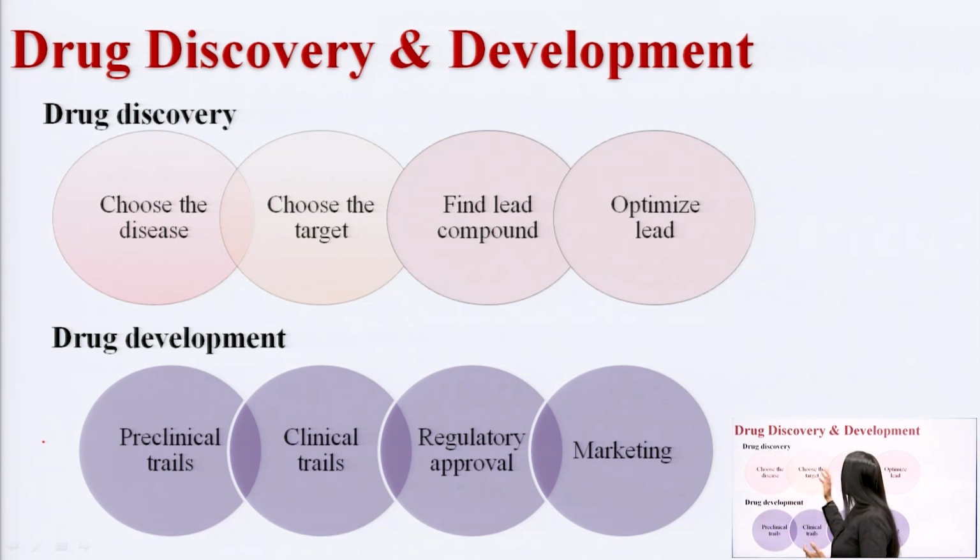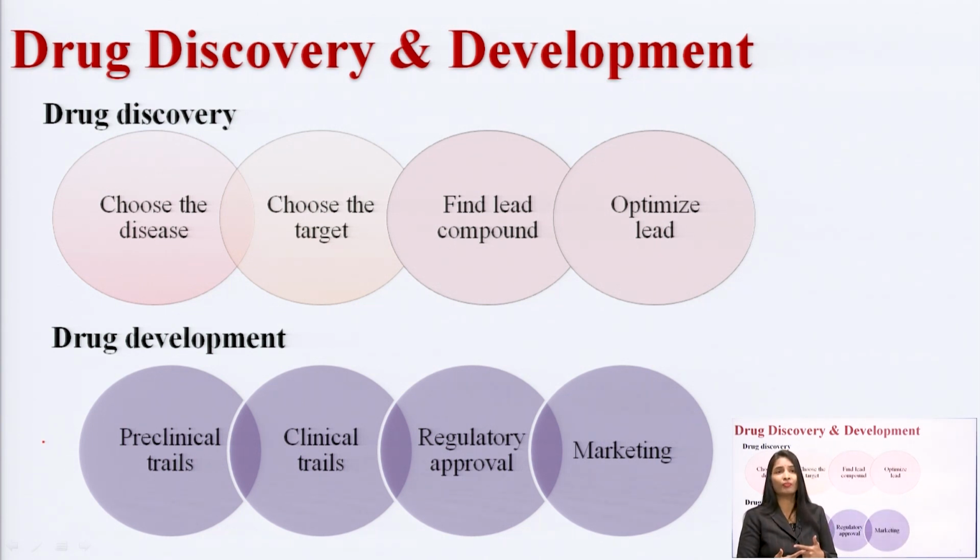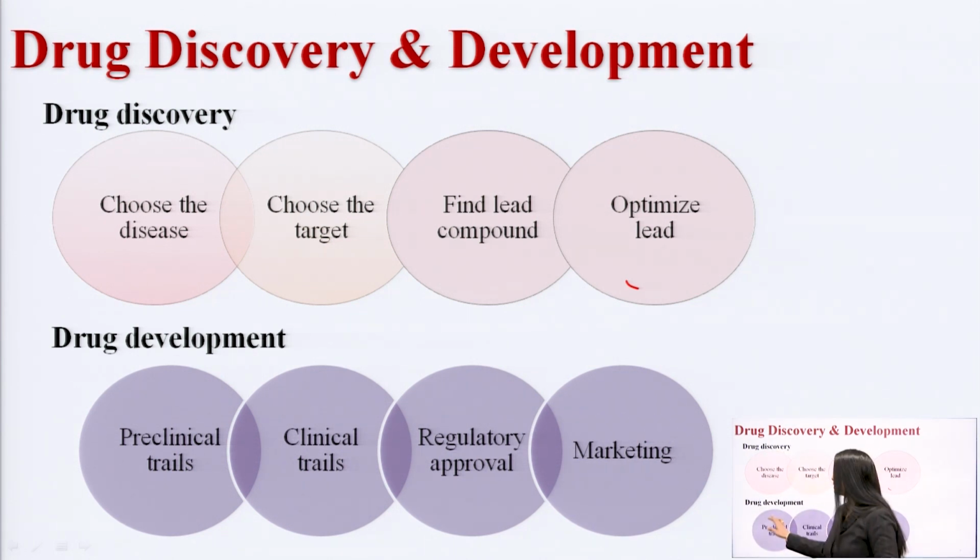In the drug discovery process, what is going to happen here? You have to identify the lead compound. The lead compound will be found, and then it should be optimized. The lead compound should be optimized. By here you have completed the drug discovery process. Once the drug has been optimized, then the drug development phase will get started.